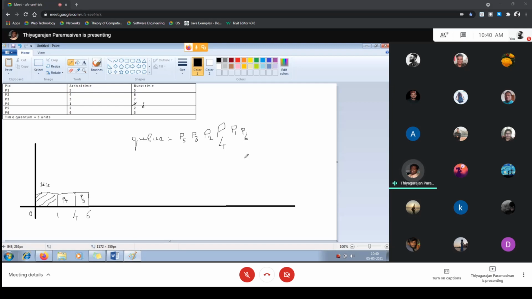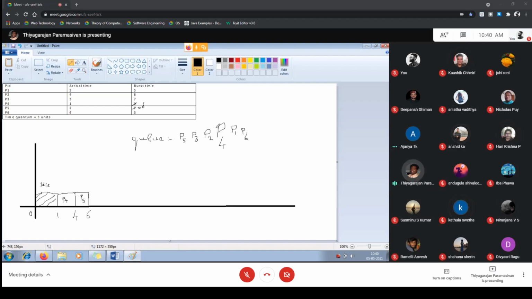What is the second step? What is the third step? Reduce the burst time by the time quantum. P5 was already allocated 2 seconds, so its burst time is going to be 0 now. What is the fourth step? If the current job under execution is not finished, add the job at the end of the queue. But P5 has completed its execution, so we will not add it at the end of the queue. Understood? Yes, sir.